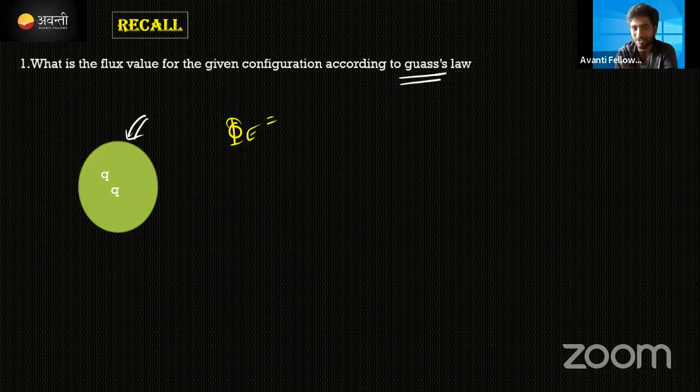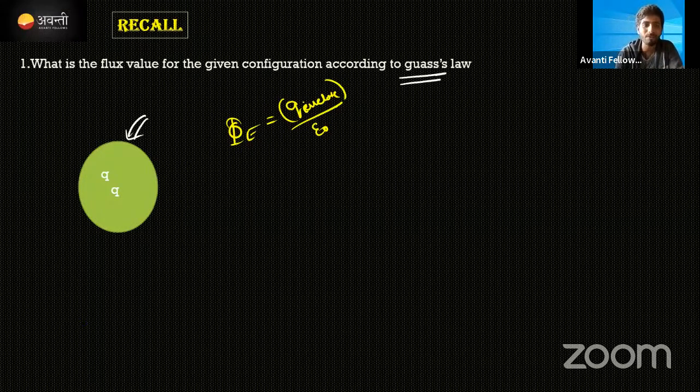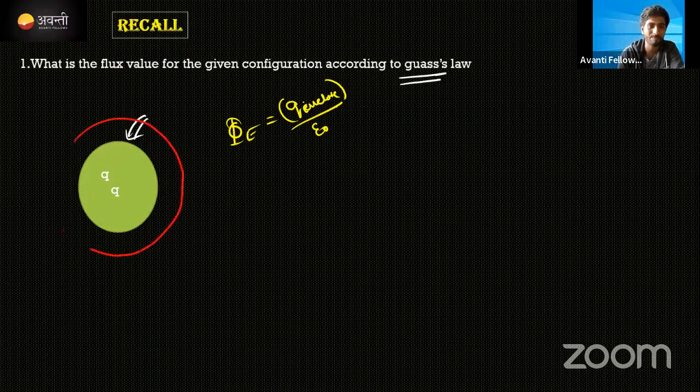Electric flux value is equal to Q enclosed by epsilon naught. Right? Correct? It means whatever charges are present inside the surface. Now we need to consider the surface. Suppose this is the surface. I'm considering it as the Gauss surface. Inside it there are charges, charge 1 and charge 2, two charges are there, correct? Then we need to write the flux value like this.